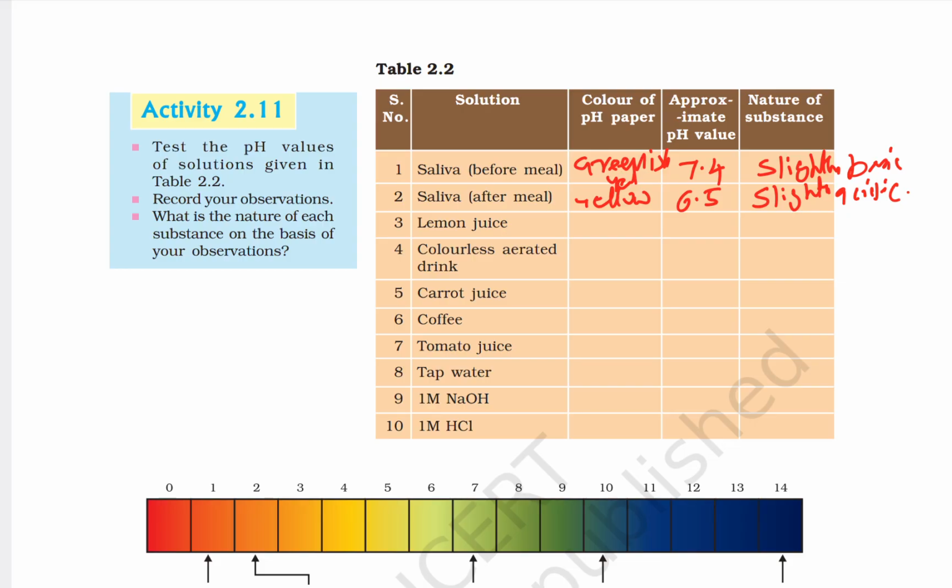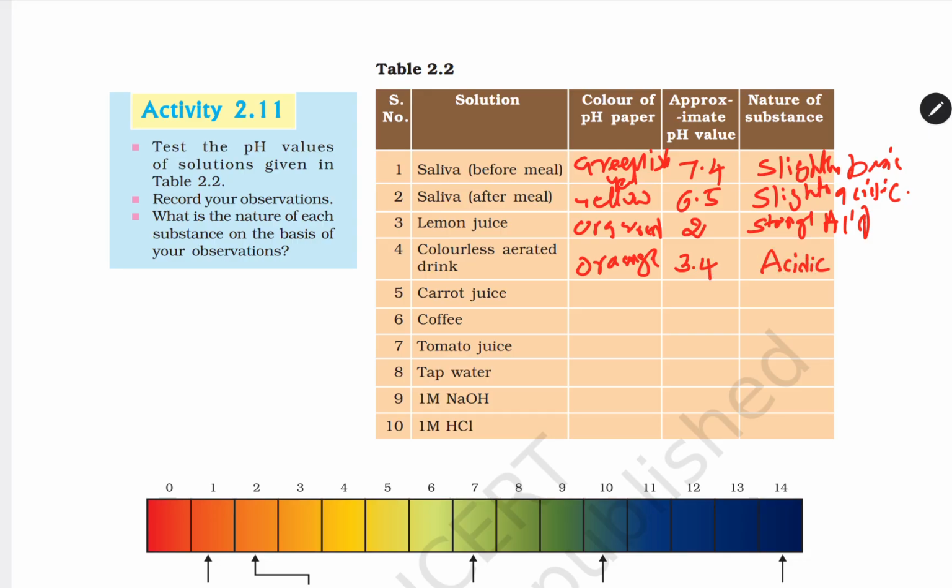which causes tooth decay also, that you have to observe. Coming to the lemon juice, you all know that it is acid, right? So you can find orange red color, and the pH value is around 2, and you have to say it is a strong acid. Okay, colorless aerated drink. If you dip it, you can find orange color, and it is around 3.4, and again it is acidic in nature.